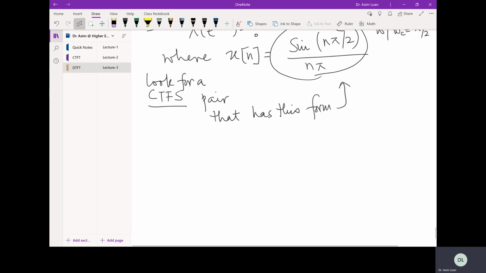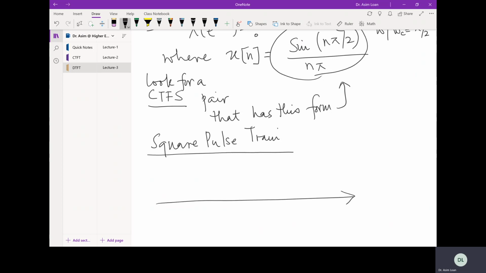And we know that. So let's look at the square pulse train. For a square pulse train, we had this: minus t1, 0, plus t1. Then we had this one again at T, and we had this one again at minus T. This goes on here, this goes on here.